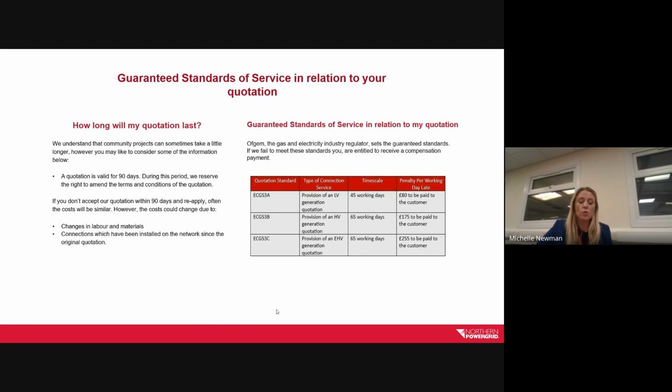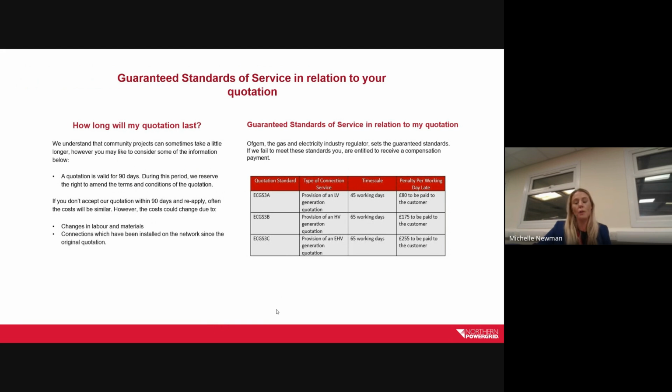And it's also worth noting as well from our side, so you've got your 90 days in which to accept, but we also have a number of guaranteed standards which are set by Ofgem, the regulator, with regards to connections. Now, there's so many of them, I couldn't possibly reel them all out to you, but in terms of the quotation itself, we have set amounts of time depending upon the type of connection that you're requesting to make that quotation to you. And if we don't, then there's a financial penalty to us, which would be paid to yourselves automatically.